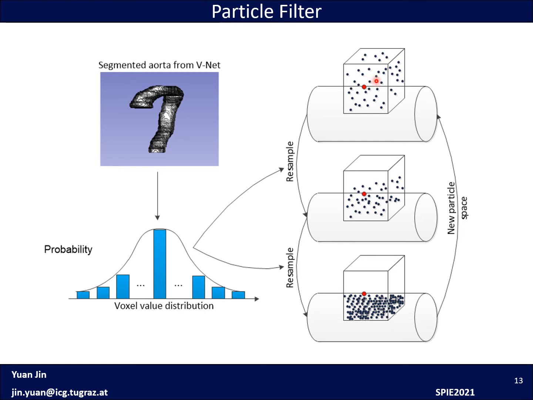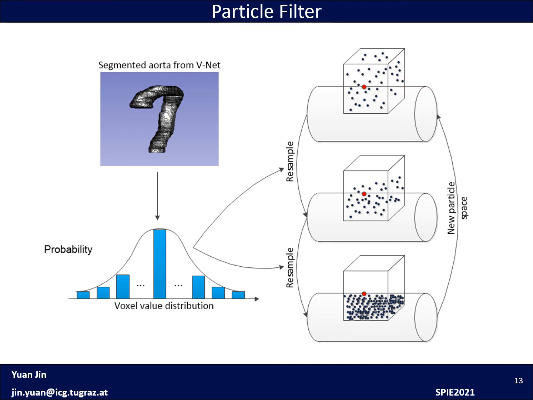Thousands of particles are randomly set in that space. Each can represent one point in the original image. The particles with higher value in the distribution are more likely to be on aorta and branches, so in the resample step, more particles will be set around them. The resample step will be continued until all particles are on aorta, and then the next point is selected for the next iteration.